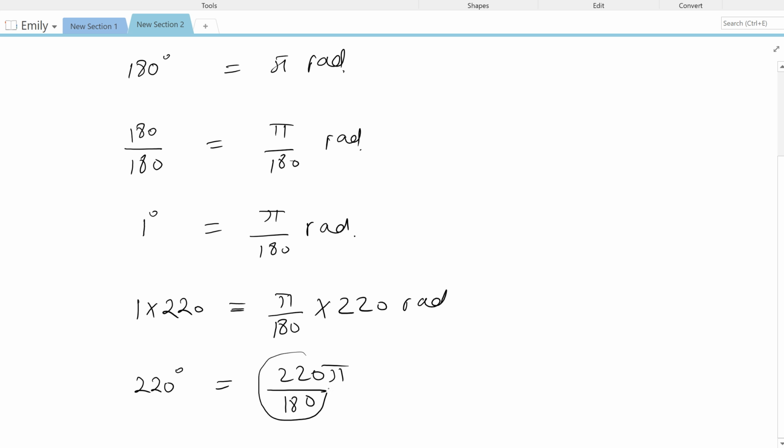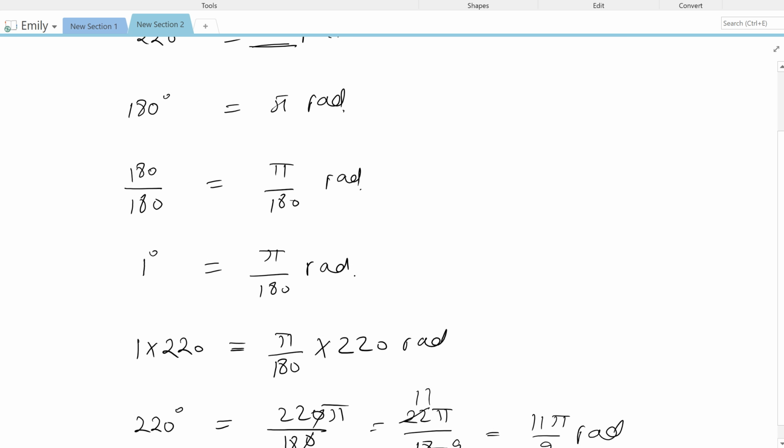So you can simplify this, and simplification is pretty simple. You divide top and bottom by 10, so zeros cancel out, and we have 22 pi over 18. Now both of these numbers have 2 as a common factor. Divide them by 2. So we got 11 pi over 9. And you have to write radians.